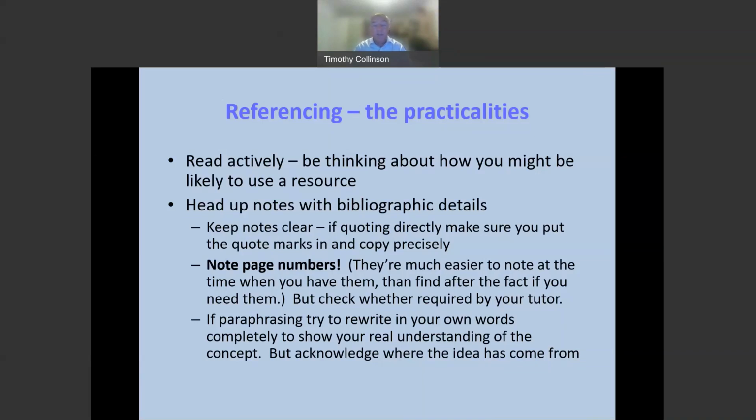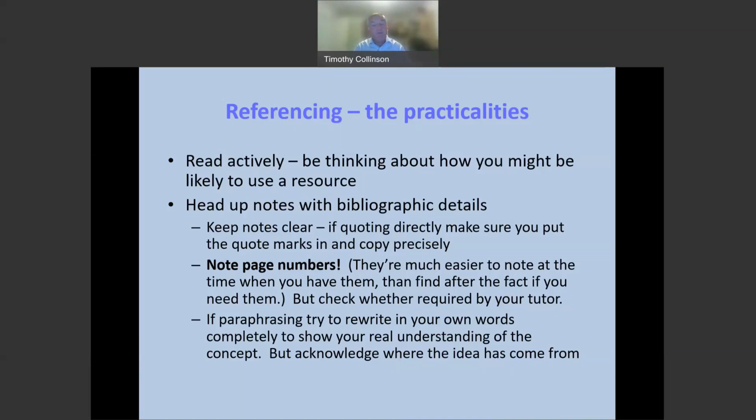But you do need to check again with your tutors as to whether they're required. Some need them, some are not so fussed about them. The very general rule is that for books, you probably need to put them in because it's so hard to find material in a book. For journal articles, it may or may not be necessary, but check with your marking rubrics, check with your tutors.